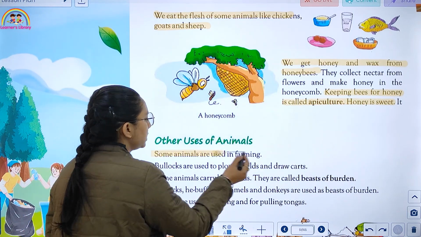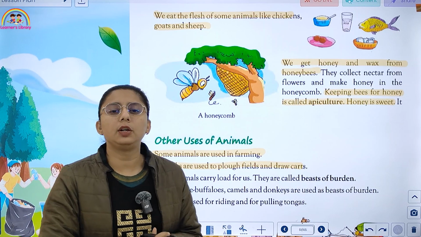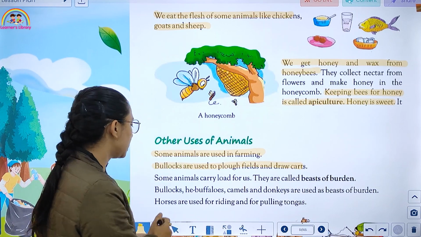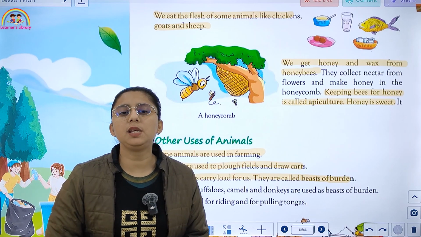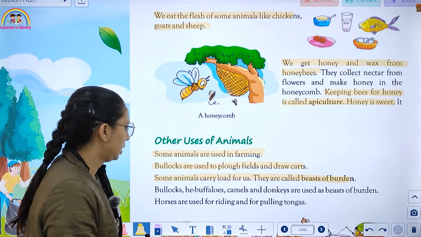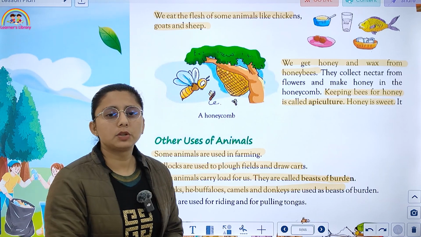Now other uses of animals. Some animals are used in farming. Like bullocks, they are used to plow field and draw carts. ये field को plow करते हैं और carts draw करते हैं. Some animals carry load for us. उन्हें क्या बोला जाता है? Beast of burden. Bullocks, he-bulls, camels, donkeys, they are used as beast of burden.